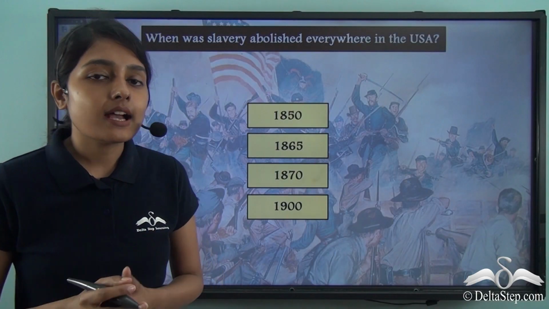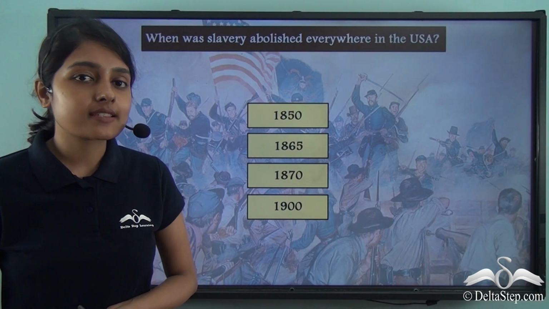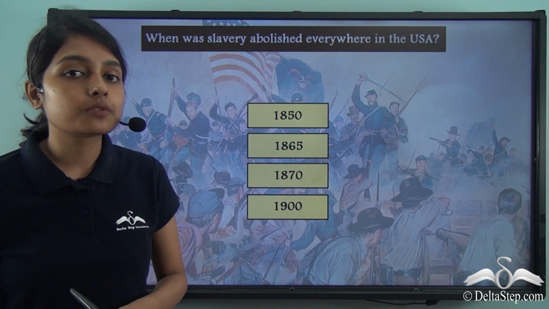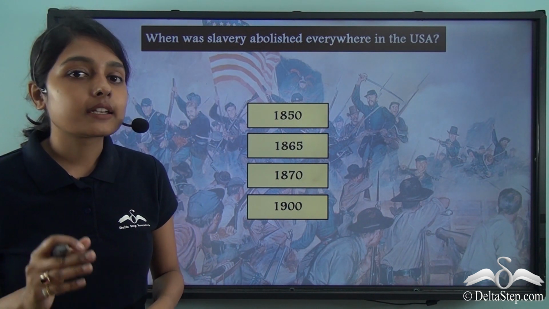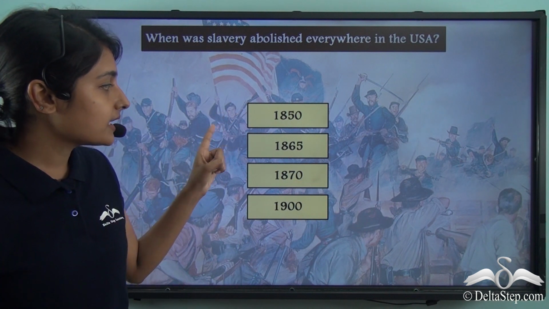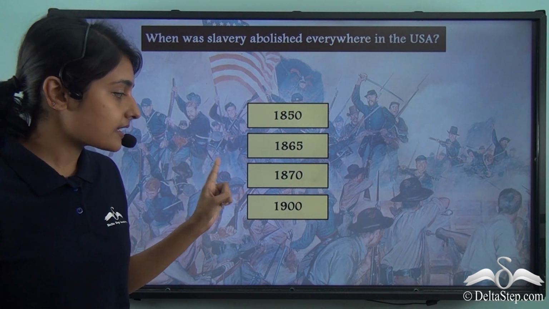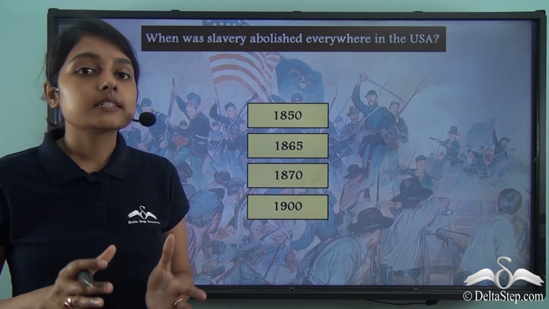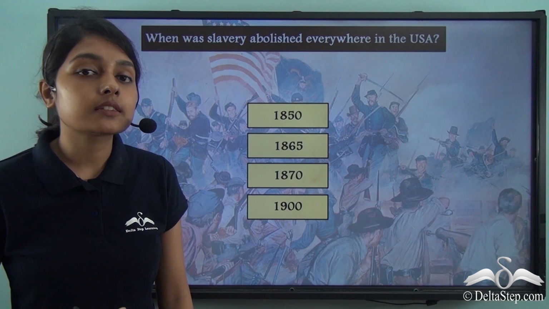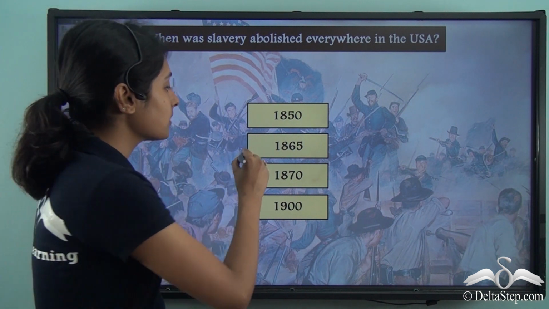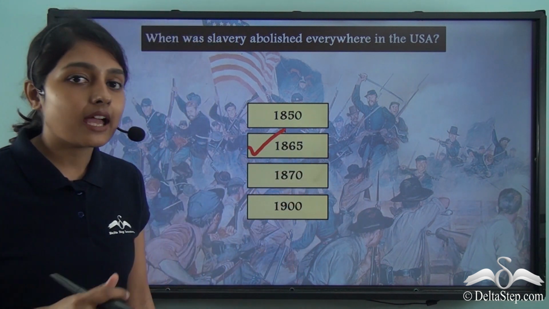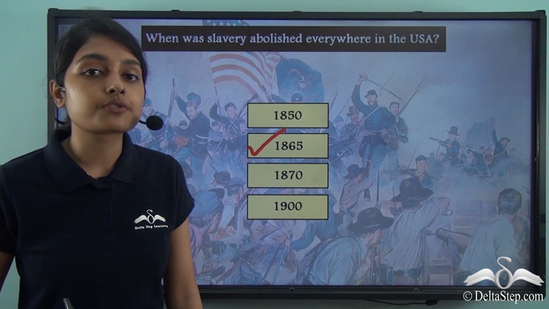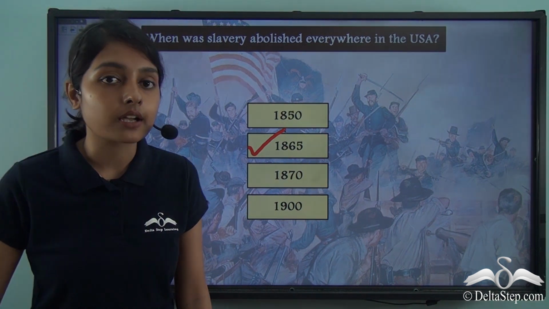Now let me quickly ask you a question before proceeding with this lesson. When was slavery abolished everywhere in the United States of America? Did it happen in 1850, 1865, 1870 or 1900? Yes, it was through the 13th Amendment of the Constitution in the year 1865 that this practice of slavery was abolished throughout the country of the United States of America.